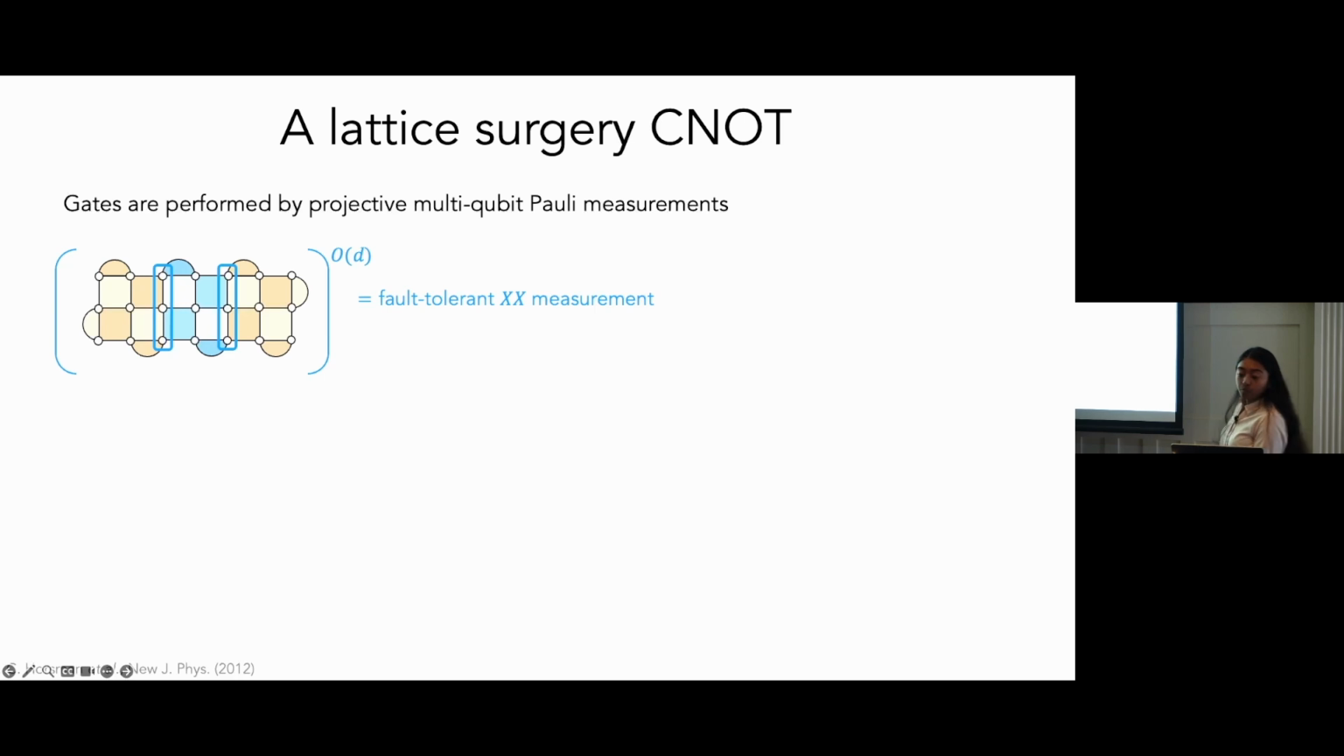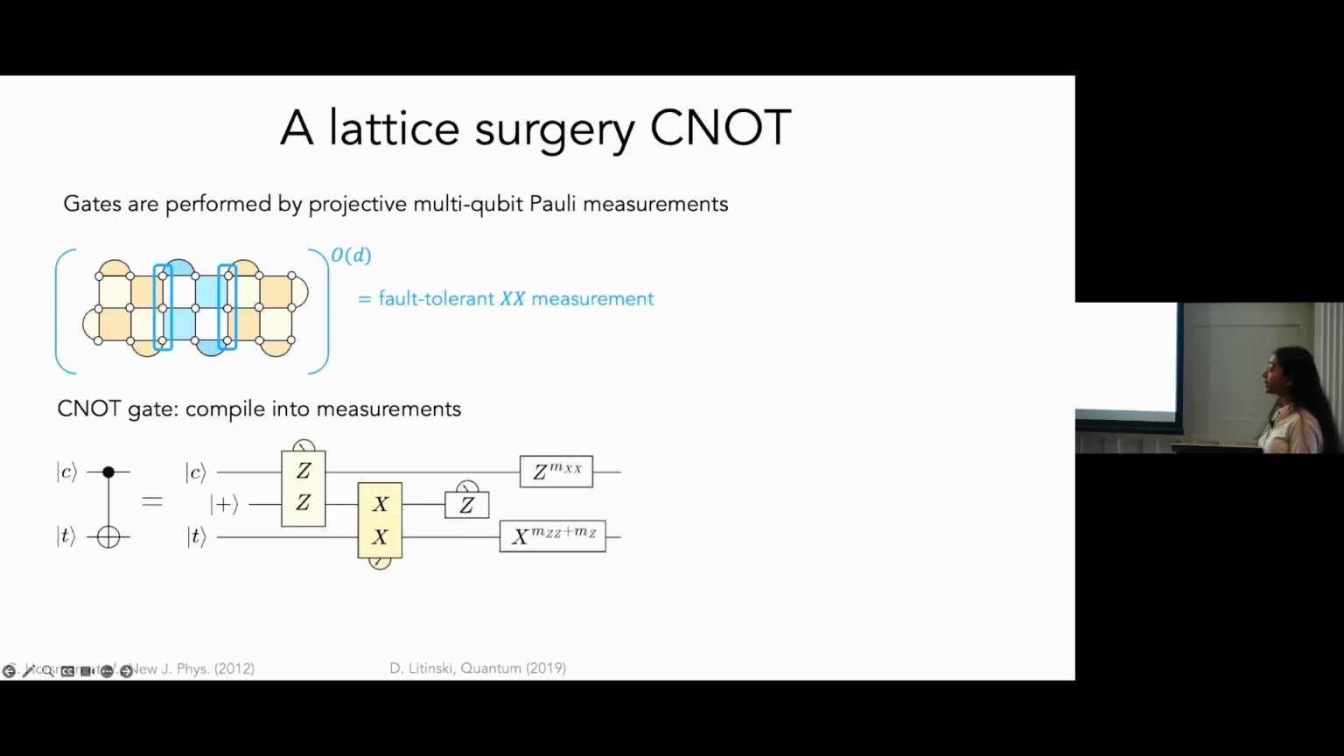When we want to perform a logical CNOT using the same process, we can decompose the logical CNOT into such joint Pauli measurements. And the circuit to do so looks like this. So you take your control logical qubit and entangle it with an ancilla logical surface code patch using ZZ measurements. And then you take your ancilla and entangle it with the target using the same XX measurement that we just saw. And you measure out your ancilla and you apply Pauli updates. So it looks simple enough.